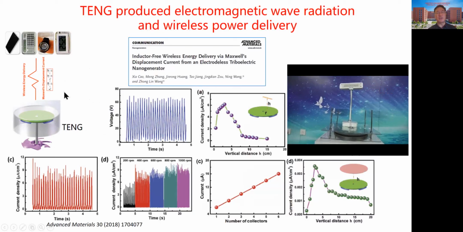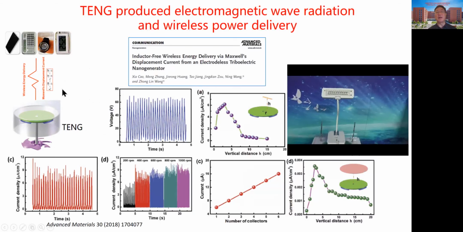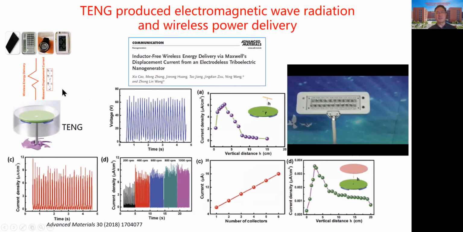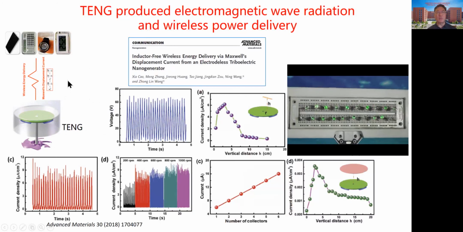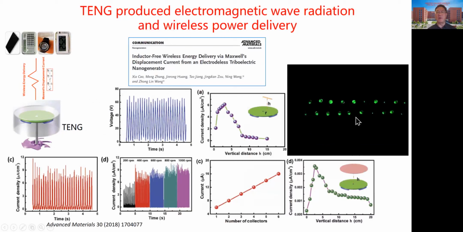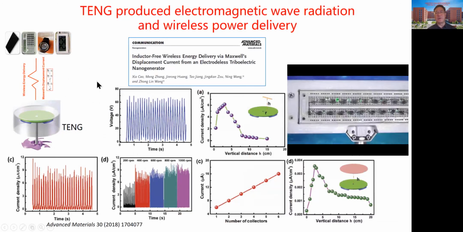Such a case gives us the hint that medium motion can generate electromagnetic waves. It can also deliver power. You can see the light, which is located a few centimeters away, can be lit up. So this was the first example showing that the medium motion can generate electric power.